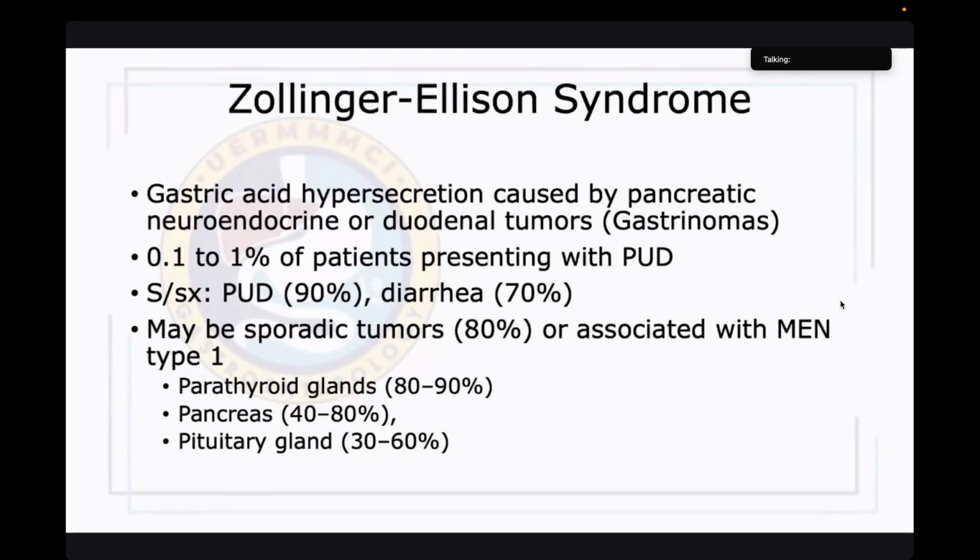Gastrinomas are classified into sporadic tumors and those associated with multiple endocrine neoplasia or MEN type 1. So this is an autosomal dominant disorder which involves 3 organ sites. We have the parathyroid glands, the pancreas.